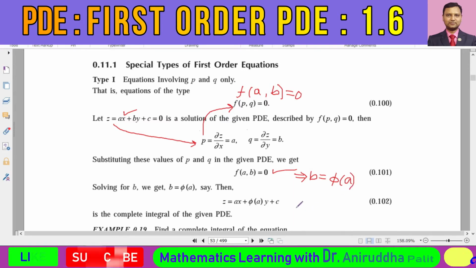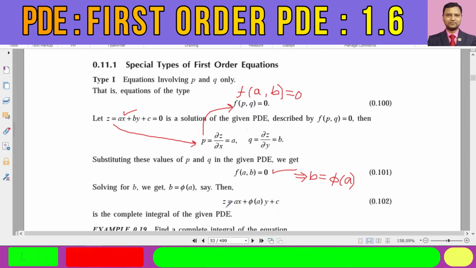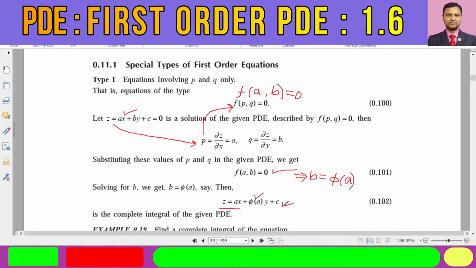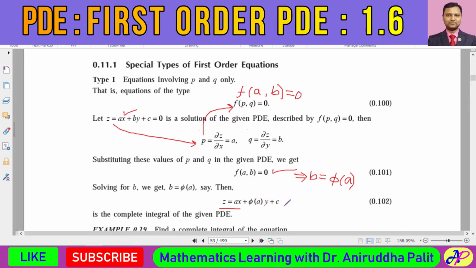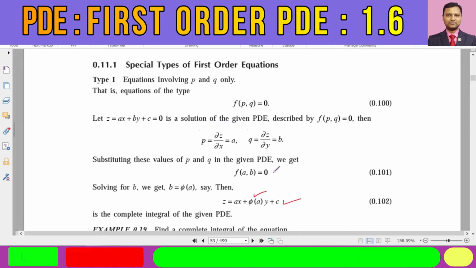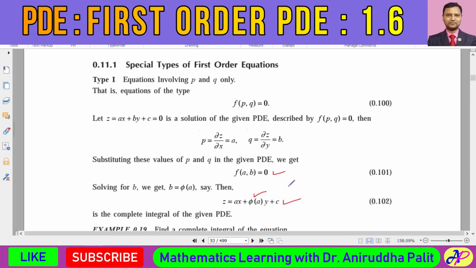Alright, b can be expressed as a certain function of a, and therefore z is equal to ax plus, in place of b we can put phi of a into y plus an arbitrary constant c. So over here, this would be the complete integral of the given partial differential equation. So over here, we just need to solve this kind of equation.